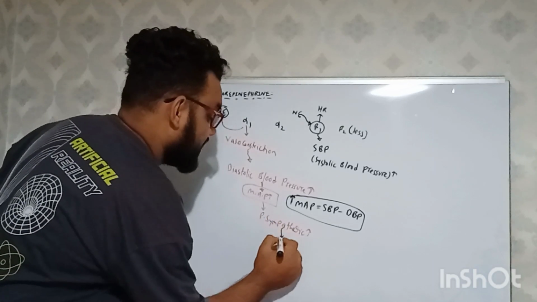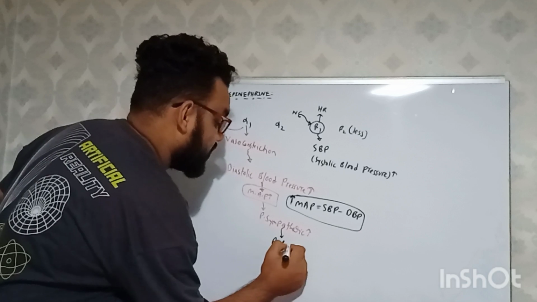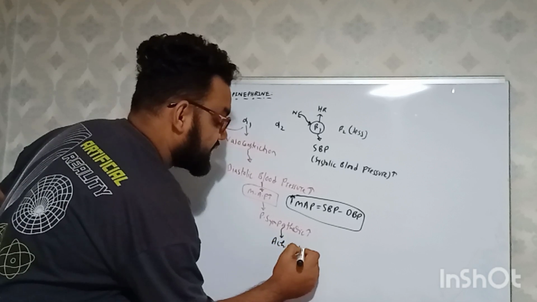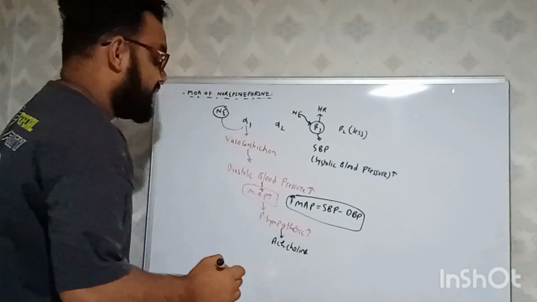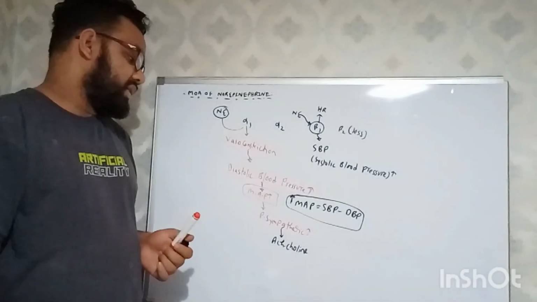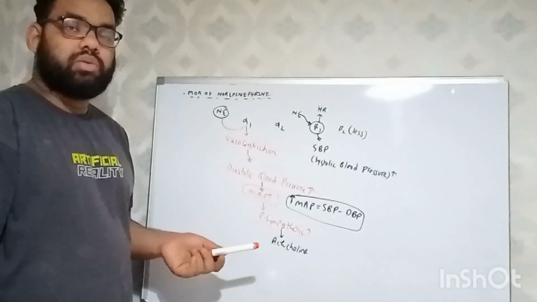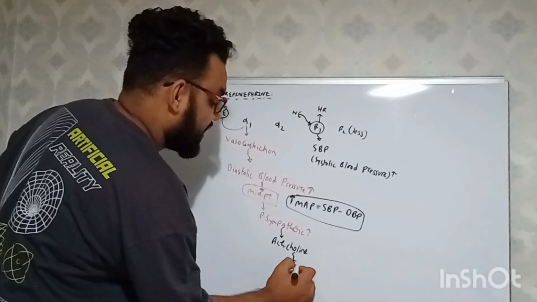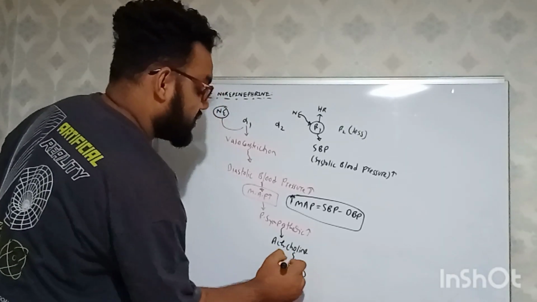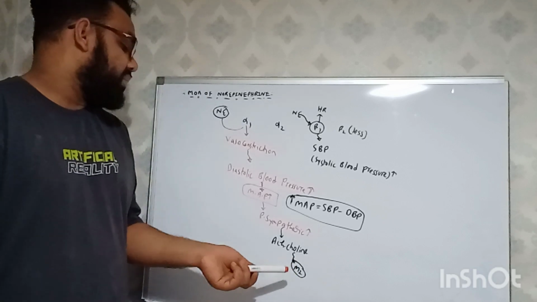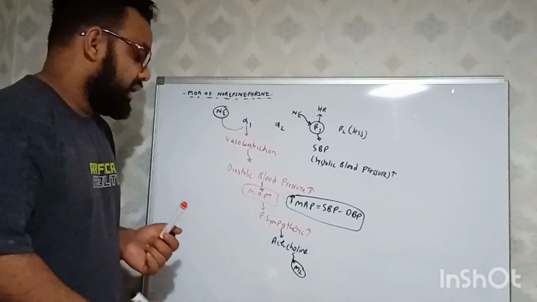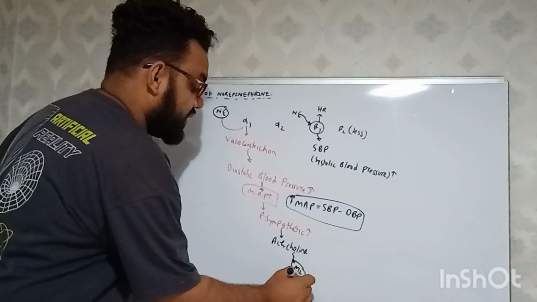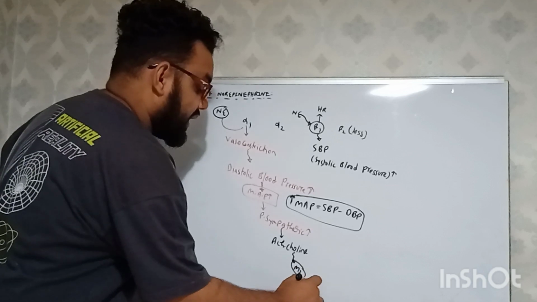Once the parasympathetic activity is increased, it will release what? It will release acetylcholine. Once the acetylcholine is released, that will work where? On the receptors of the cholinergic neurons, that is the receptor within the M2. So the acetylcholine will work on the M2 that is present on the heart. As a result, it will decrease the heart rate.